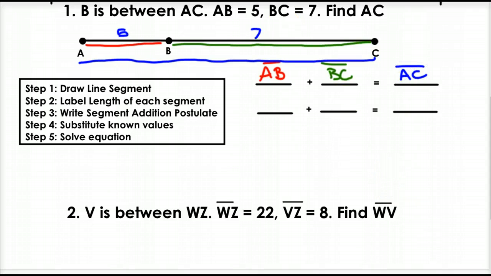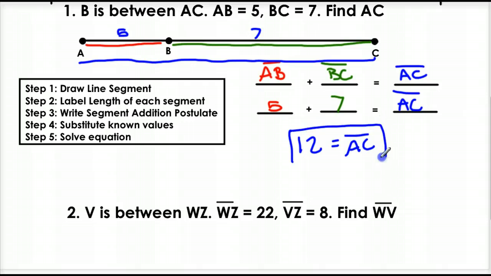Okay? So now we're going to substitute the known values. So AB is 5. So instead of writing AB, let's just write 5. And BC is 7. So instead of writing BC, let's put 7. AC we don't know, so we're just going to leave that. And so we get 5 plus 7 is equal to 12. And so the length of AC is 12. No unit was given, so it's just 12.